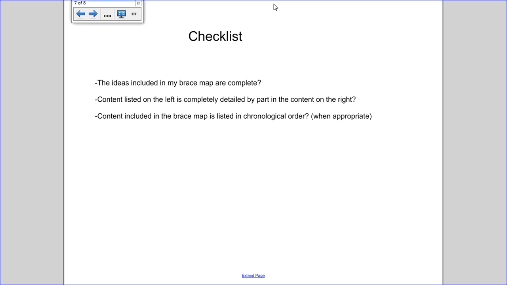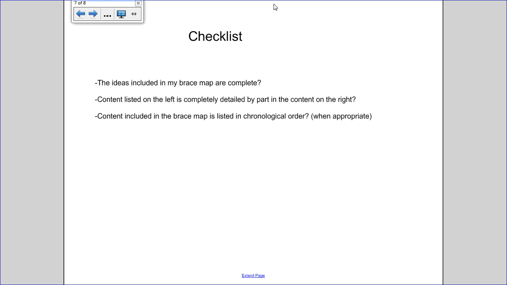All right, so after you've used this map, okay, you want to self-assess yourself. So you look back at our checklist and you say, okay, were all my ideas complete? Were they complete thoughts that anybody could understand? If it's yes, good job. Okay, the content listed on the left is completely detailed by the parts in the content on the right. Okay, so like bicycle, I broke it down by parts on the right, which were broken down by parts on the right, etc. Also, content is the content that's included in the brace map.